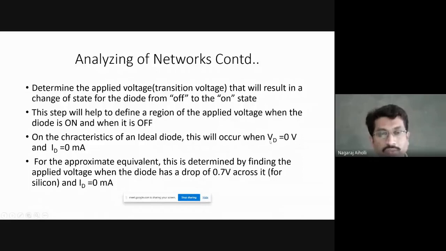Because the diode voltage is 0, the current will not flow to the output load. The diode voltage is 0 volts, and the current flowing to the output load RL is also 0 milliampere. So assuming the diode has 0 conduction voltage for an ideal diode, and the current to the load is 0 milliampere, we have to find the transition voltage below which the diode will be in the off state and above which the diode will be in the on state.